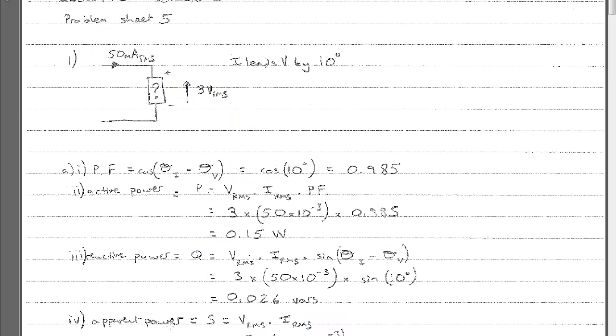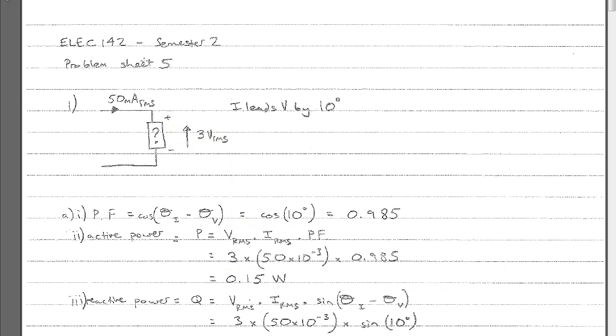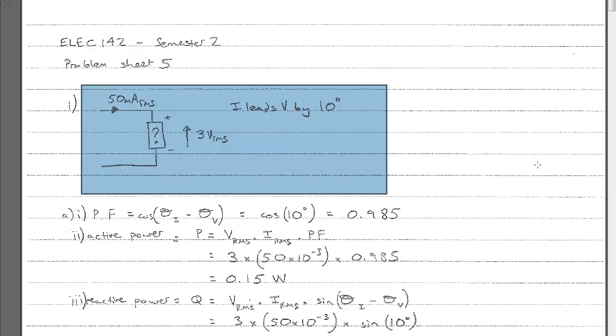So I've redrawn my little circuit here. I've just written very quickly all the information that I've been given to help me solve this. So here's my mystery component. I've just drawn a block and put a question mark on it. What we do know is that coming into this component we have 50 milliamps RMS, and across it we have a voltage of 3 volts RMS. And this is our secondary information over here, that the current leads the voltage by 10 degrees.